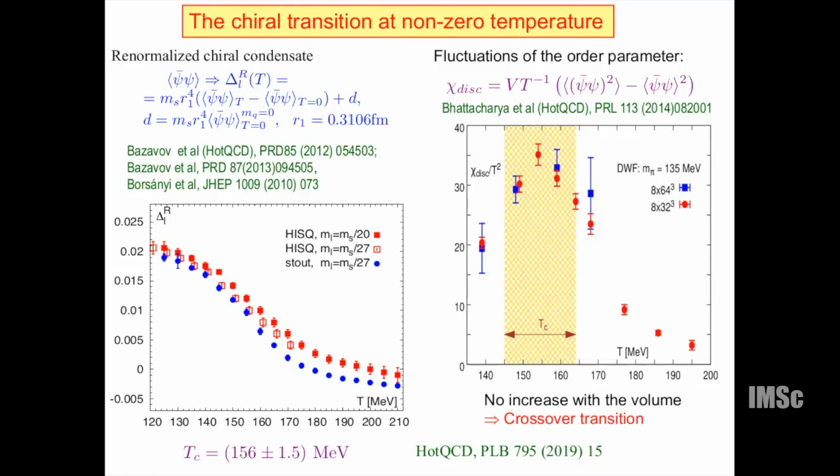Here I show this renormalized chiral condensate as a function of temperature. You indeed see this drop of the chiral condensate at around a temperature of 156 MeV. It goes to the vacuum value at very low temperature, then as you increase the temperature it rapidly decreases, then slowly decreases and goes close to zero. So indeed, chiral symmetry gets restored.